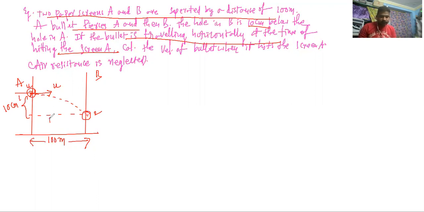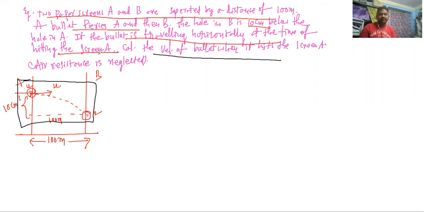Now, this is 100 meters. Fine. This is 100 meters. So this is a horizontal projectile motion. I have told you in the last question itself, and you can clearly consider that this is one horizontal projectile motion situation. Here, find the velocity of the bullet when it hits the screen A. This is what we need to find out. Air resistance is neglected, and they have also mentioned to consider the G value as 9.8 meter per second square. Clear?